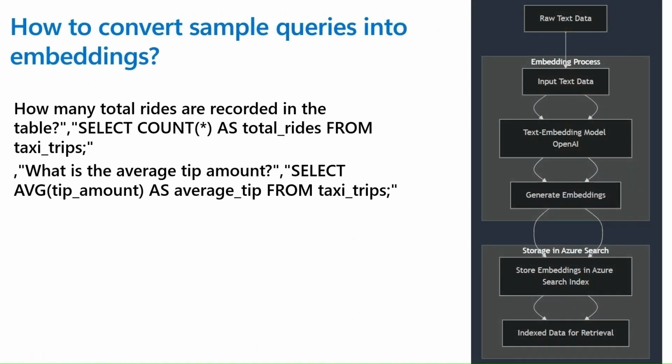Now let's look at how we convert sample queries into embeddings. We are going to use an embedding process here, where we will take our sample queries, convert them into embeddings using a text embedding model, and then the generated embeddings will be stored in Azure Search. Now don't worry about this flow. We don't have to build this flow ourselves. Azure AI Foundry is going to take care of it for us.